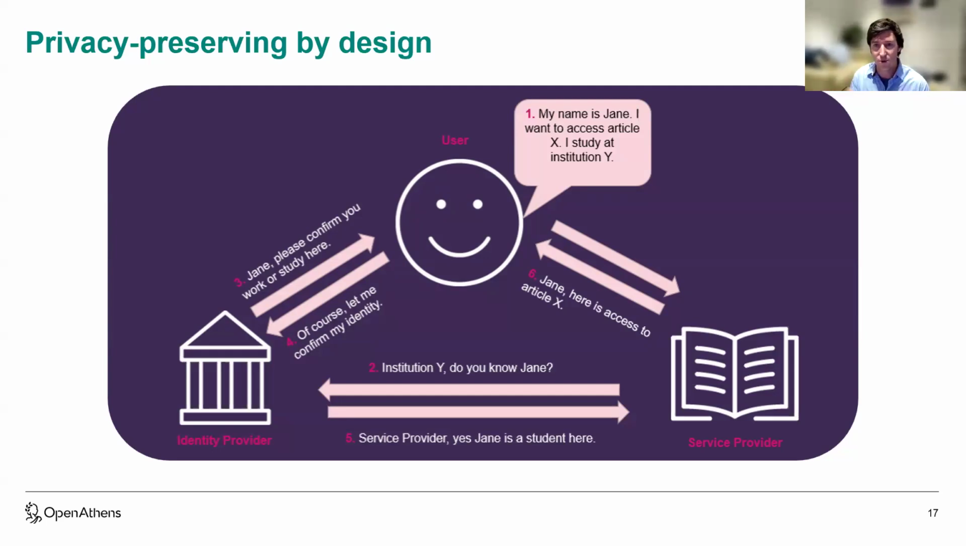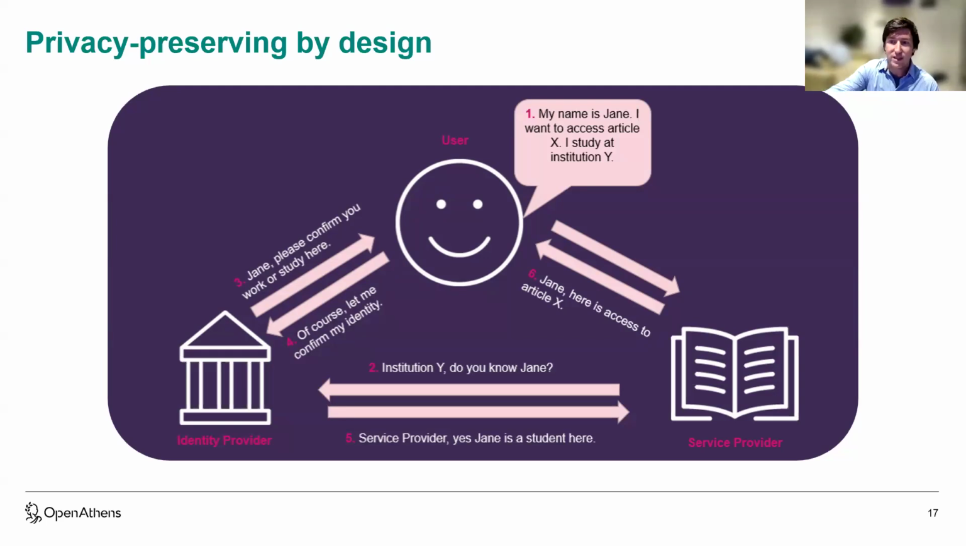So then they ask Jane to confirm who they are by logging in with their details. That'll be a username and password. Once she's happy to confirm that, the university then confirms with the service provider that yes, Jane is a student here, and they can then let Jane have access to the article.